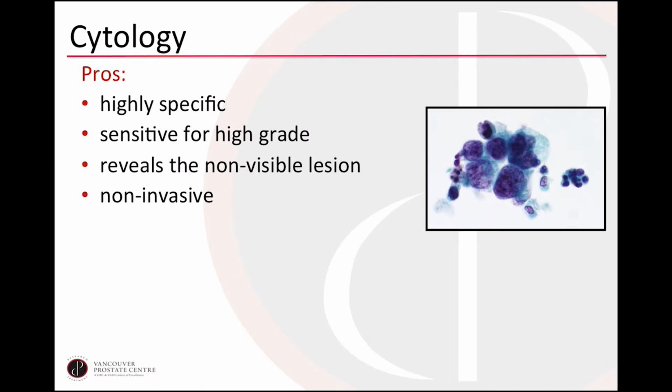So the old workhorse of the marker world is urine cytology, and what do we like about cytology? Well, first of all, it's highly specific. If it shows cancer, there usually is cancer there. It's reasonably sensitive for high-grade disease. We like it, I think, most because it can reveal to us lesions that we don't see, especially carcinoma in situ. So we use it as an adjunct to cystoscopy.